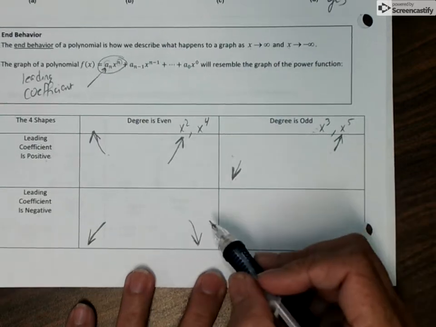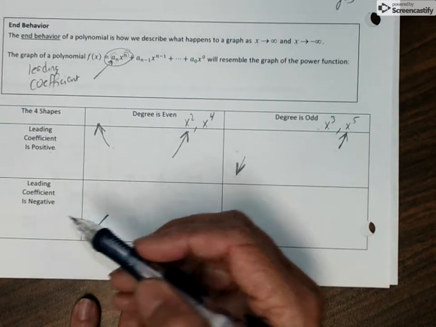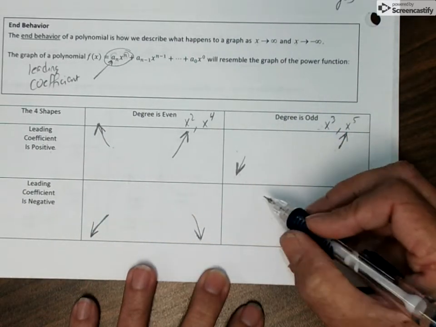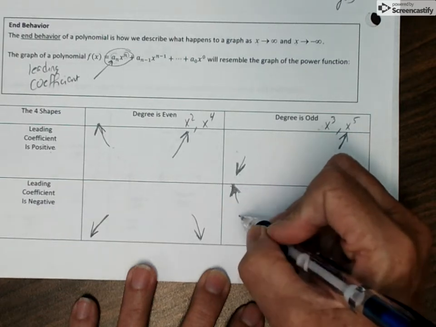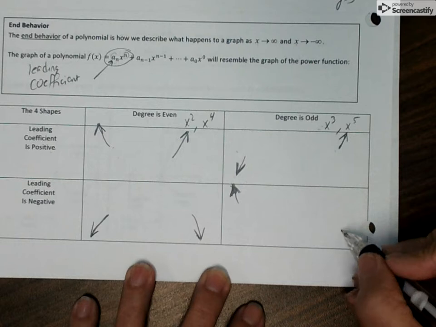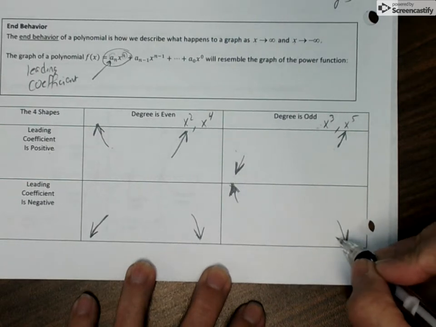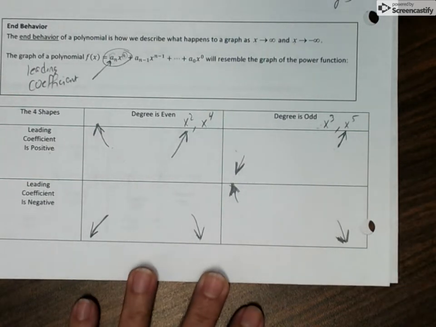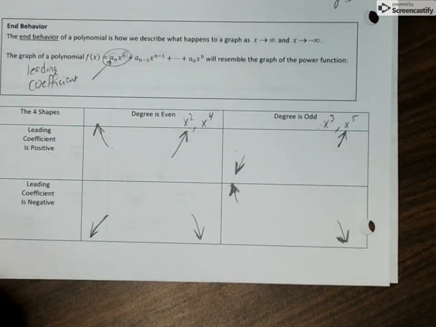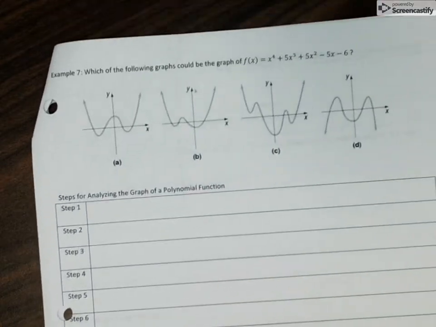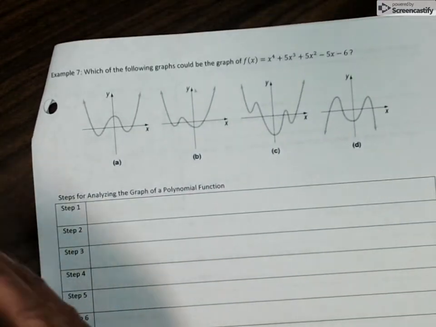The opposite is true if our leading coefficient is negative. That causes it to reflect across the x-axis. So this would go up as you approach negative infinity with x, and as x approaches positive infinity, the y values get smaller and smaller. I know this seems confusing, but we're going to put all these pieces together now. Okay, let's take a look here and see what we've got.